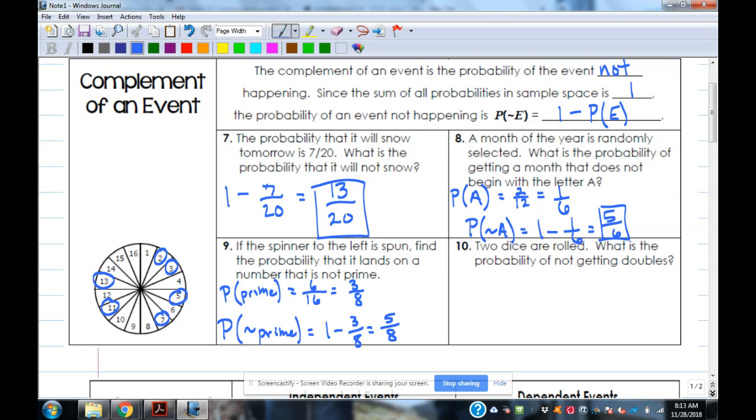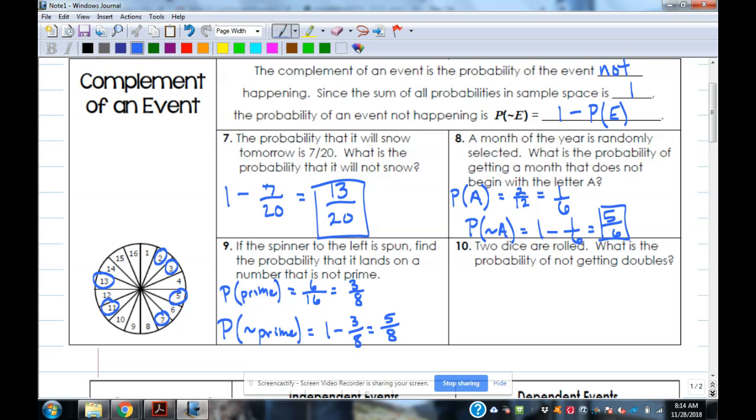How are you getting the top number? How many prime numbers are there? Like, how am I getting the 5 here? How do you write 1 as something over 8? It's 8 over 8, right? So what's 8 minus 3? That's what I'm getting at.